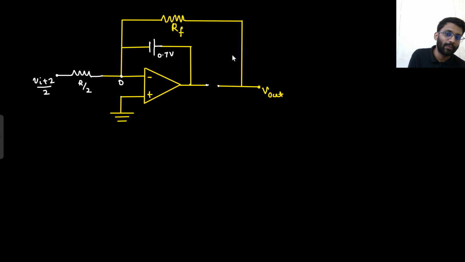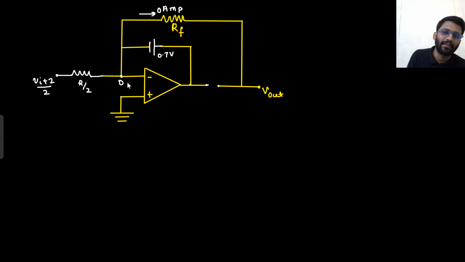Now this RF is open-ended. Say yes or no. RF is open-ended, right? There is no path for the current to flow. V naught is not a battery. It is simply a node. So it cannot drive any current. So this RF is again open-ended. 0 ampere current will be flowing here. So through RF there is 0 ampere current.